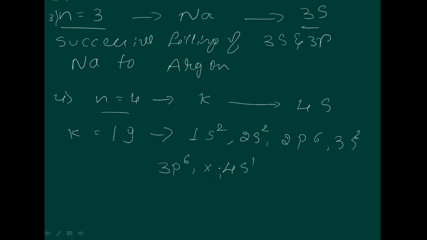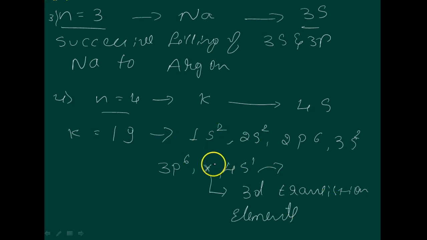Why are you not filling the 3d? I will explain why. You are not writing it directly; you are going to 4s1, so that it is called 3d transition series. Here instead of 3d you have already written the 4s1, so hence it is called 3d transition elements. Why is it called 3d transition? Because it is not filling.